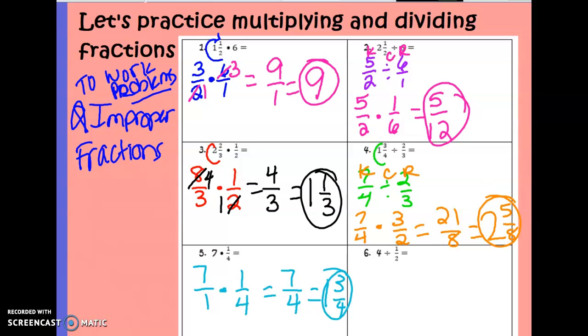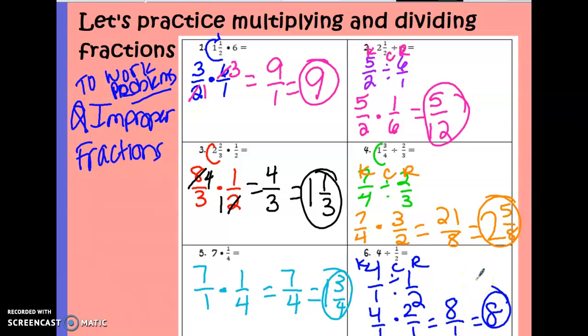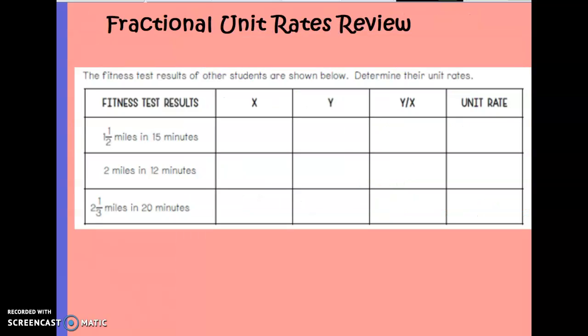Okay, and our last one, 4 over 1 divided by 1/2. Keep, change, reciprocal. So 4 over 1 times 2 over 1, which gives me 8 over 1, or just 8. Okay, moving forward, we're going to go through these unit rates together.